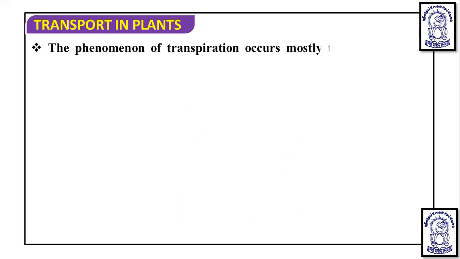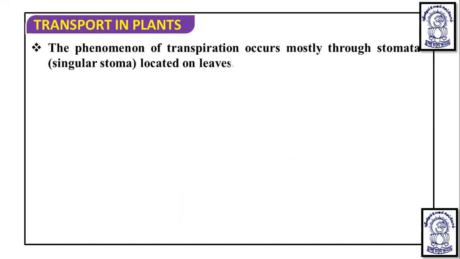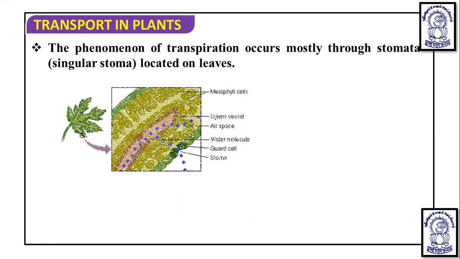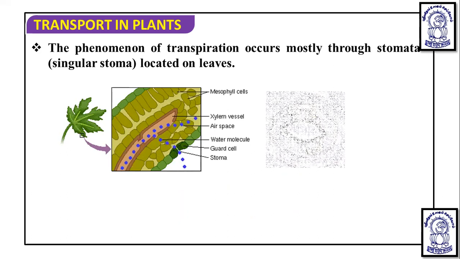So the phenomenon of transpiration occurs mostly through the stomata. Mostly, the water loss in the form of vapor occurs through the stomata, and the term stomata is a plural. The singular term is stoma, and these stomata are located on the leaves in the epidermis. And through those stomata on the epidermis, the water loss occurs mostly in the form of vapor.